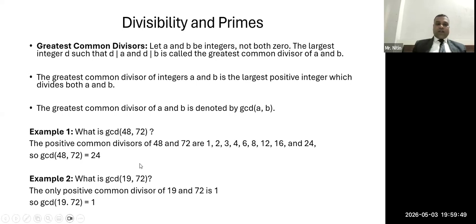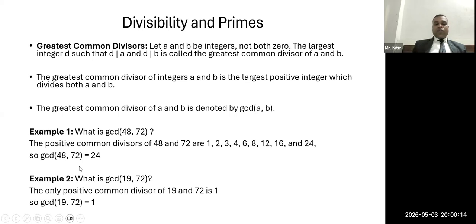Okay, so the greatest common divisor. As per the definition, the greatest common divisor of integers A and B is the largest positive integer which divides both A and B. Yes, 24 divides 48, and 24 divides 72 also. So this is the greatest common divisor of 48 and 72.